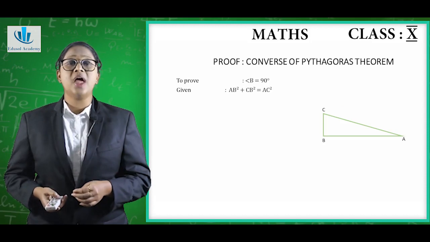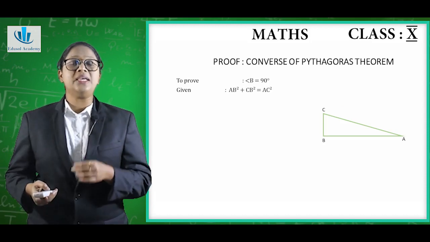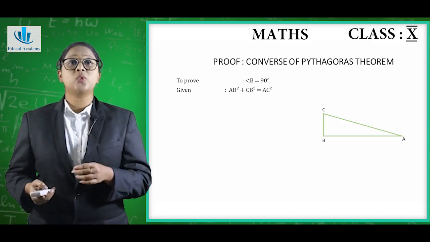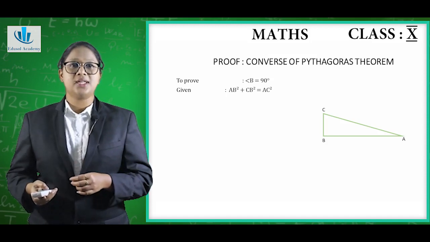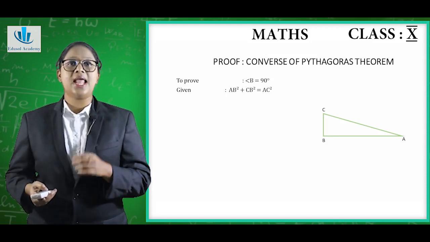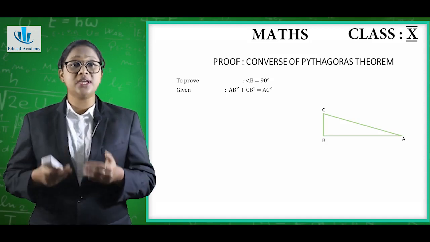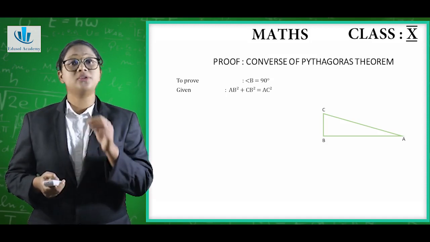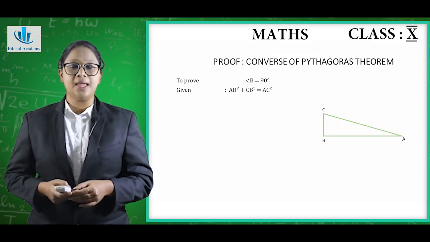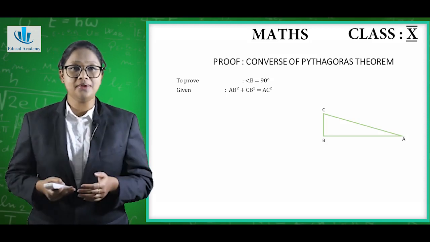We have to prove that in a triangle ABC, if AB square plus CB square is equal to AC square, then angle B is equal to 90 degree. So angle B is equal to 90 degree is what we have to prove. So triangle ABC had been given.